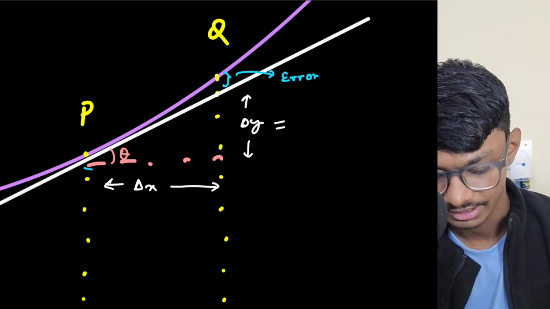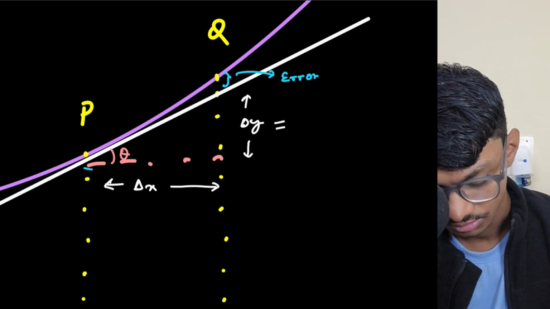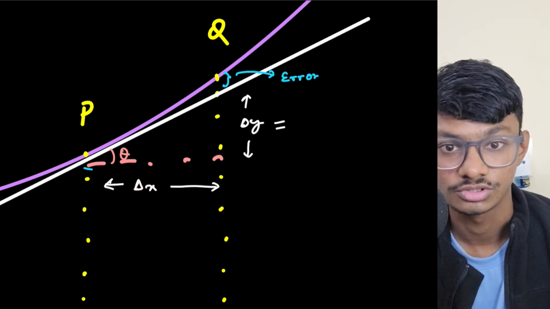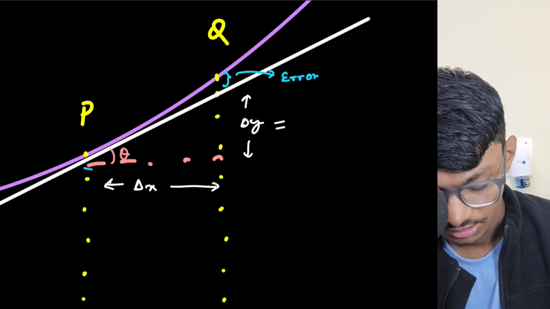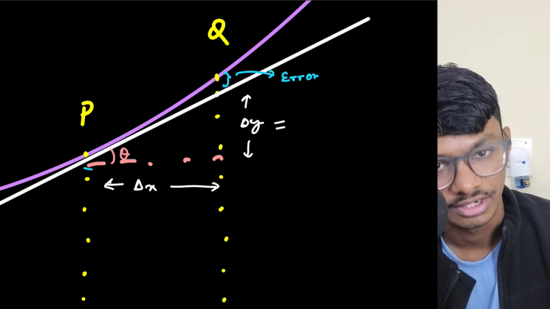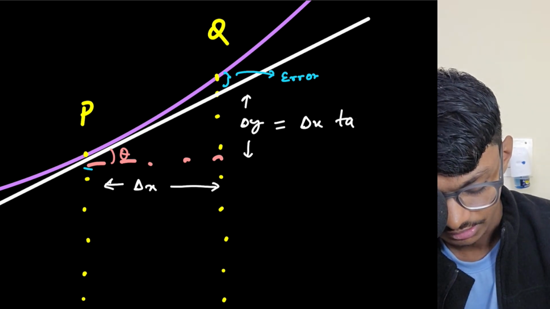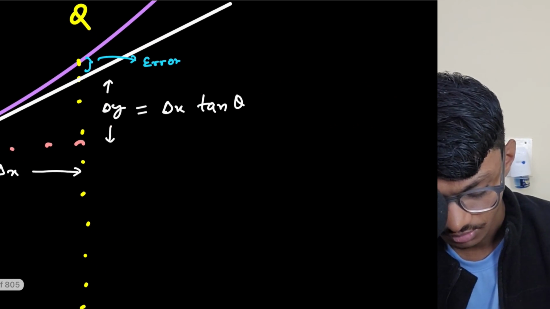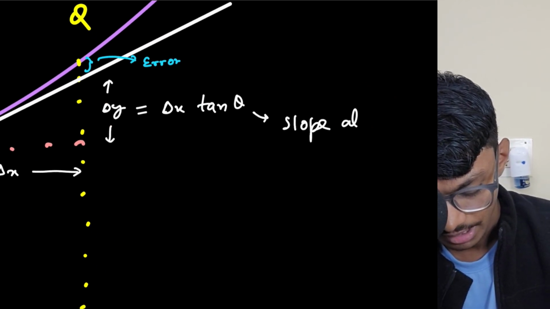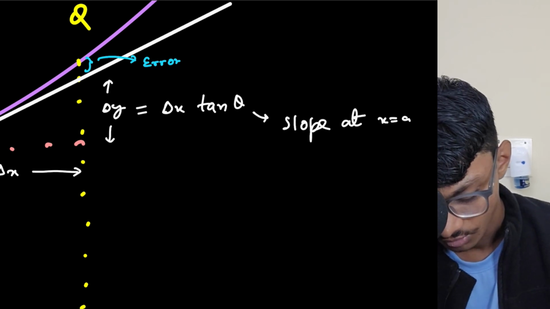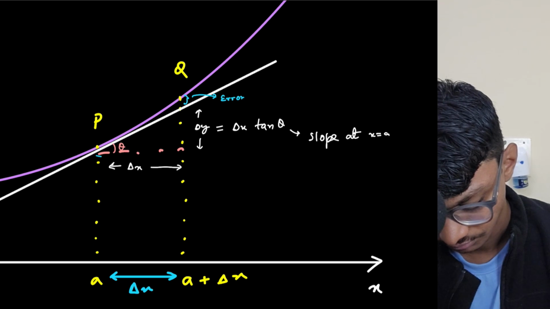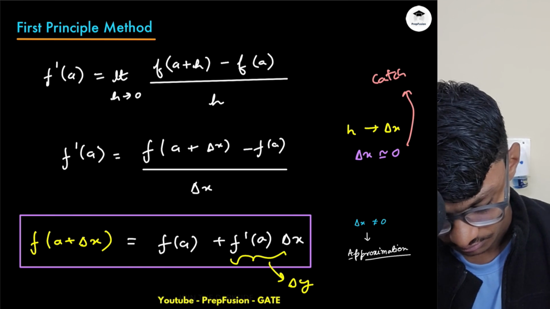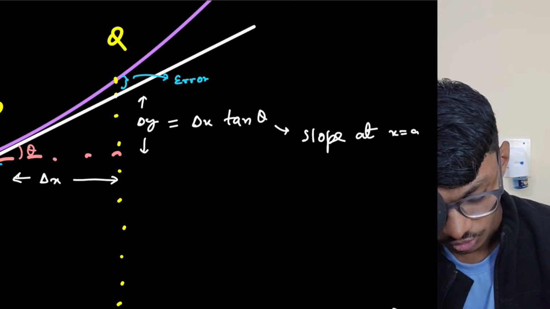What is this delta y equal to? Simply how I can write it? That if I move some delta x distance, I'll move up by delta y. So delta y upon delta x equals to what? Tan theta. So delta y will be equal to delta x times tan theta. And this is basically the slope, slope at x equals a.